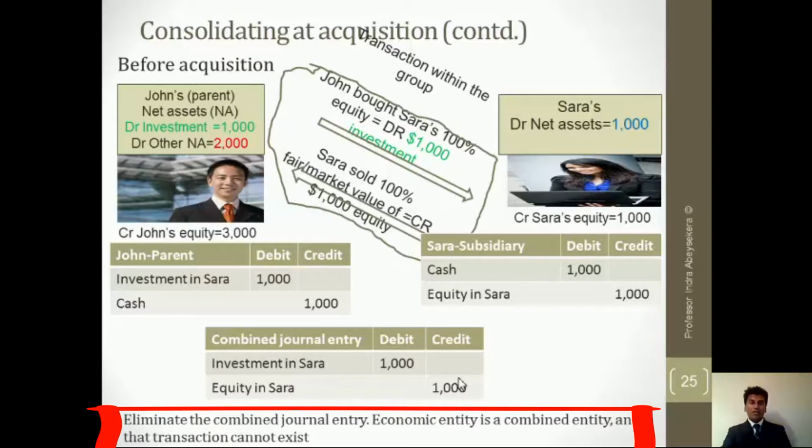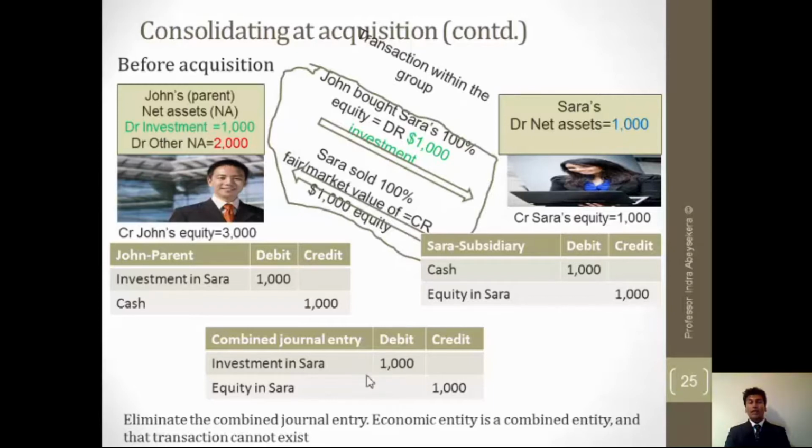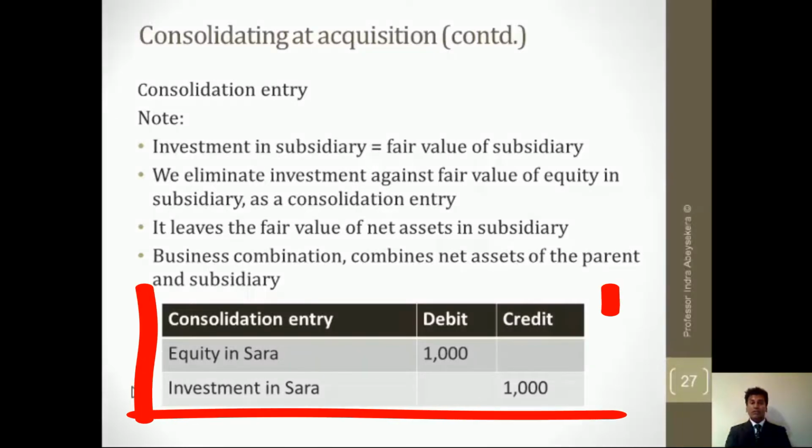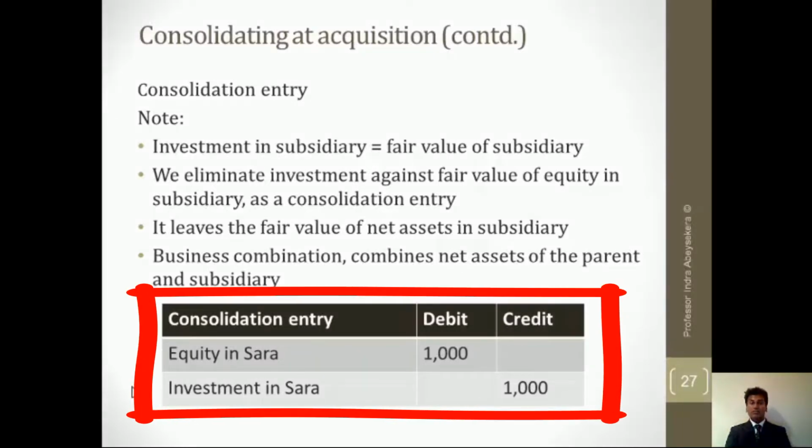We eliminate that entry by reversing that entry. To reverse that entry, what we do is we debit equity 1,000 and credit investment in Sarah 1,000. So the consolidation journal entry is debit equity in Sarah and credit investment in Sarah.